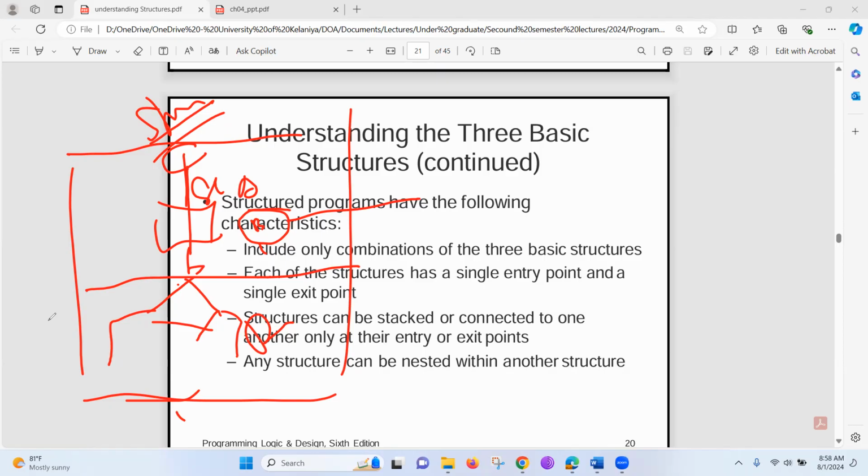Yes. Where is the point we can do that? Either the starting point or the ending point. But nesting is another story. That means we are not going to connect two structures there. What we are going to do is replace one step using a structure.